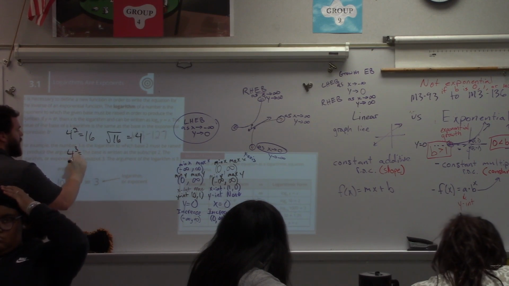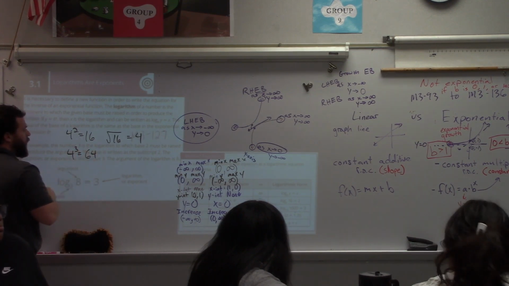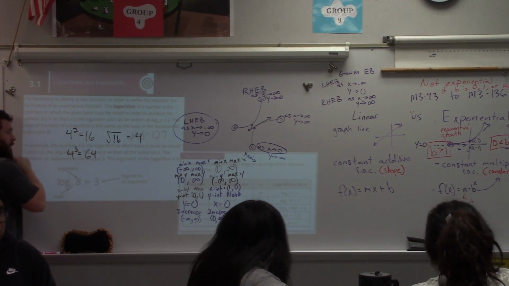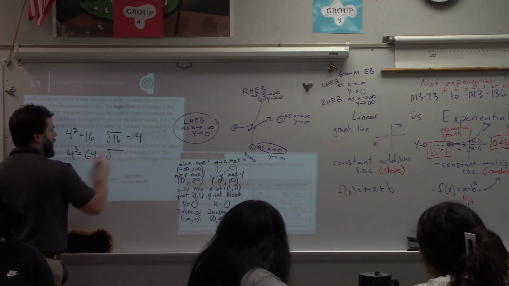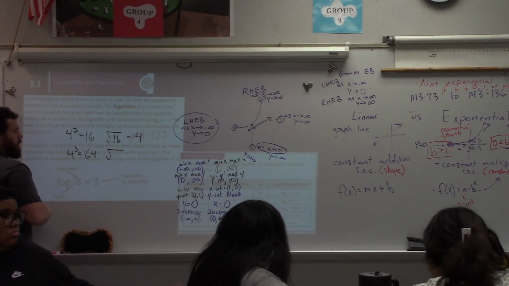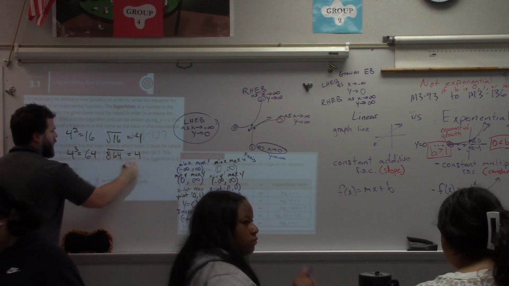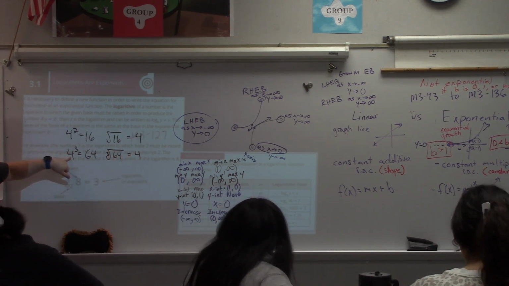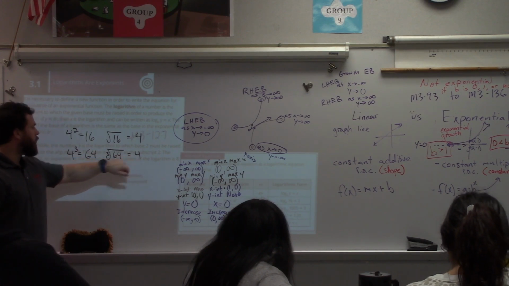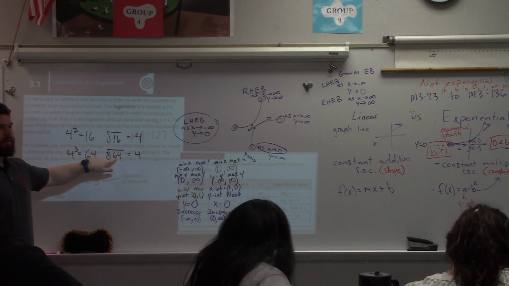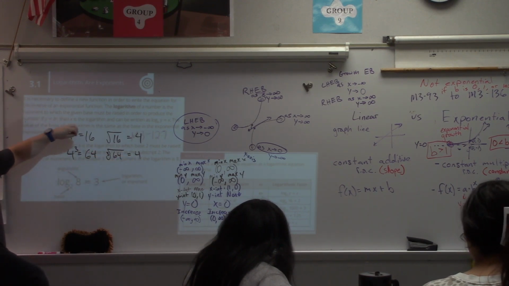4 cubed is equal to, I'm going to go ahead and tell you, 64. So based on that information, which root am I going to deal with? Well, the cube root of 64 is equal to 4. Notice what was the input has become the output. What was the output has become my input. And the power and the index are the same.